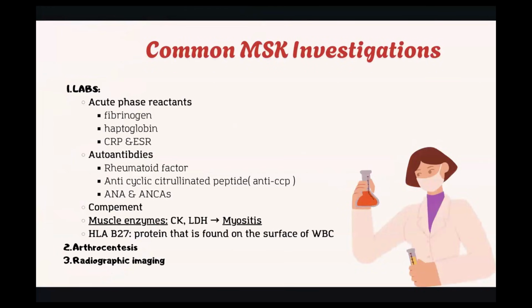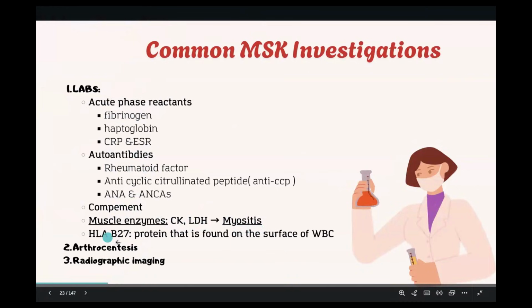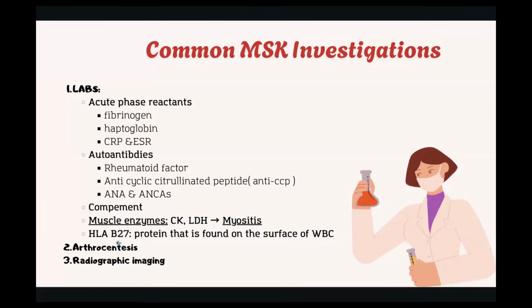Okay, now talking about the common MSK investigations. These are divided mainly into three types. We have the labs, the arthrocentesis, and finally the radiographic imaging. Let's talk about labs first. So these include the acute phase reactants, and we're going to talk about what these are exactly in a bit. Autoantibodies, complement, muscle enzymes like creatine kinase and LDH that indicate myositis or muscle inflammation. We're going to talk about that later. And the HLA-B27 is also important because we have some diseases where this protein is found or detected because of the high WBC count.